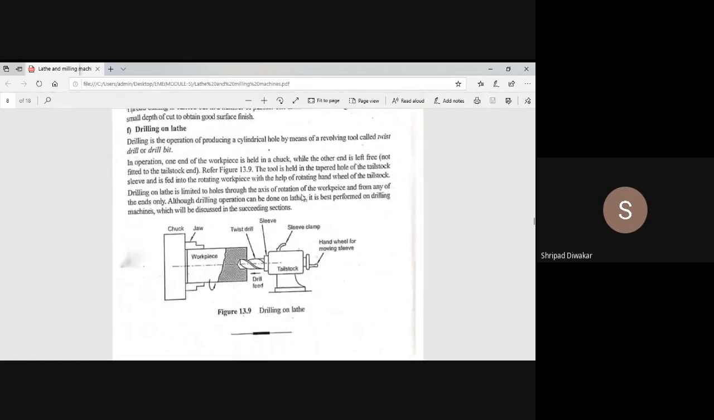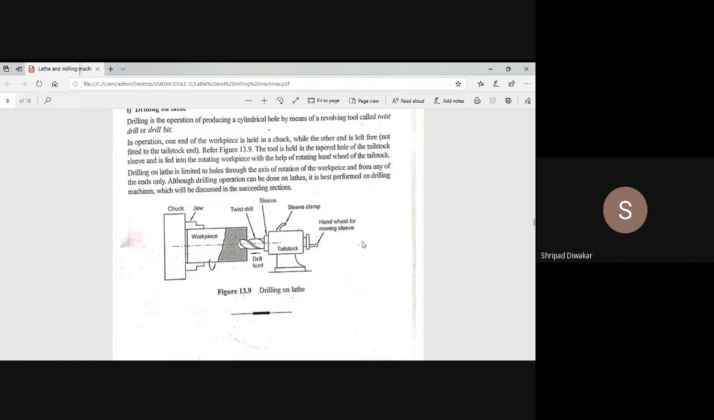inside the tailstock. Okay, so here first the workpiece, this is the workpiece, and we are going to hold the workpiece in the 3-jaw chuck or 4-jaw chuck, and here at the other end we are having the tailstock or dead center. Okay, with the help of sleeve clamp and hand wheel, we can fix the drilling tool, or it is called a twist drill, in the sleeve. Okay, and then starting somewhere here it is.